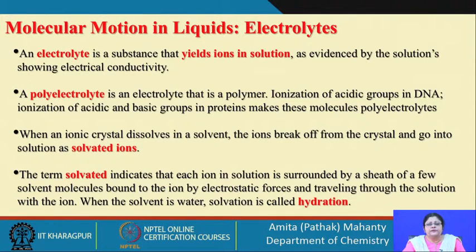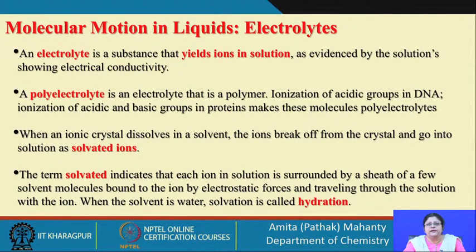The examples of such systems are the ionization of acidic groups in a DNA molecule, or the ionization of the acidic or the basic group in a protein. Protein and DNA are huge structures, macromolecules. Whatever solution they generate when put in an appropriate solvent medium, they ionize. When these acidic and basic groups ionize and the material is a polymeric material or a macromolecule, then the resultant solution is known as a polyelectrolyte.